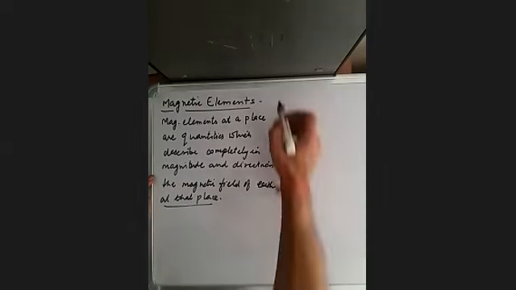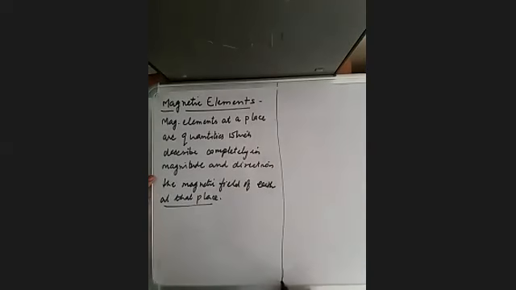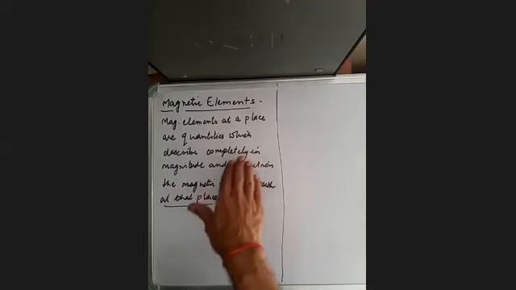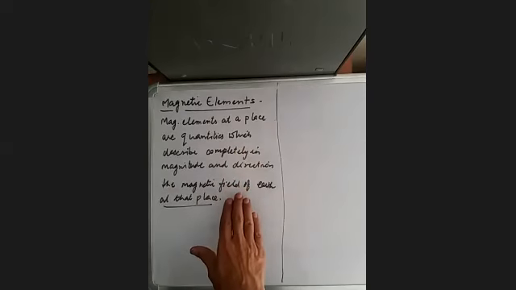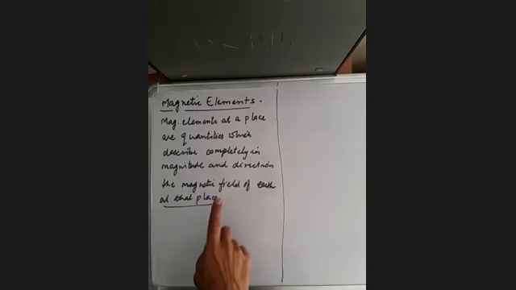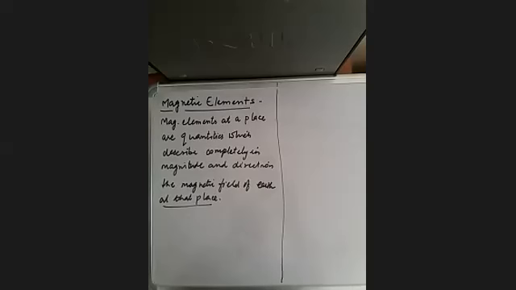So that is the magnetic element. If you know the values of magnetic elements at any place, then we would be able to know the direction and magnitude of the magnetic field of Earth at that place. So that is magnetic element.